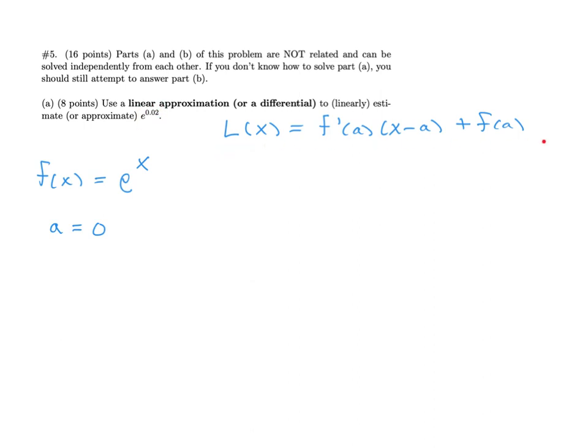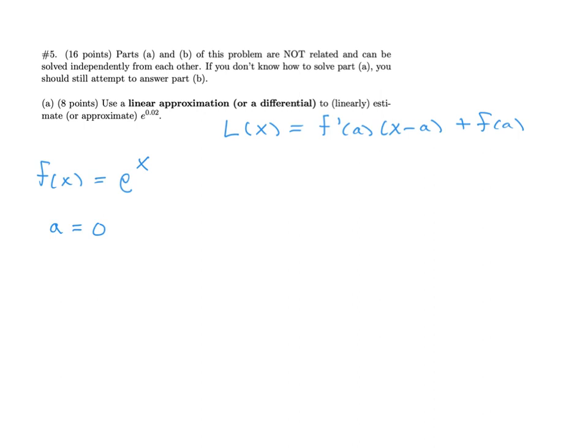So to use this formula, I need to know a, which I do. It's 0. 0 is the integer that's closest to 0.02. I need to know f(a). I can figure that out because I have a function f(x). And then I have to find f'(a), meaning I have to take the derivative of this thing and evaluate it at this number. We can do all of those things.